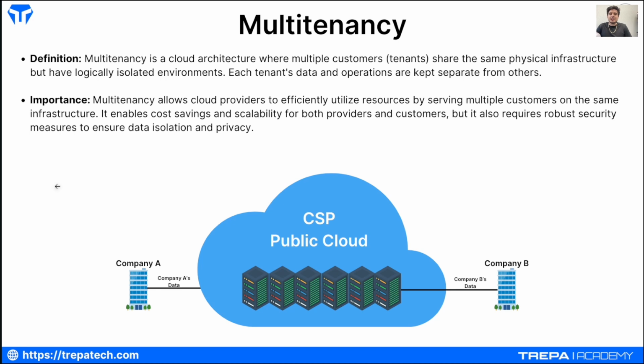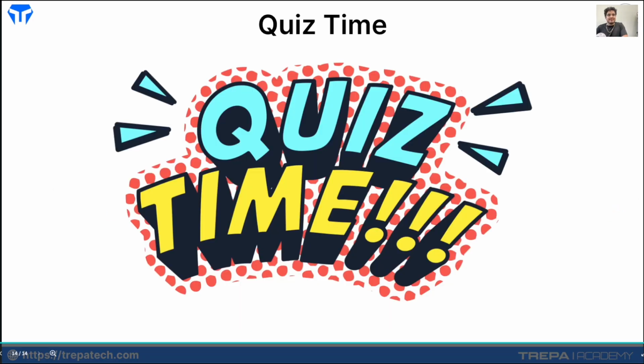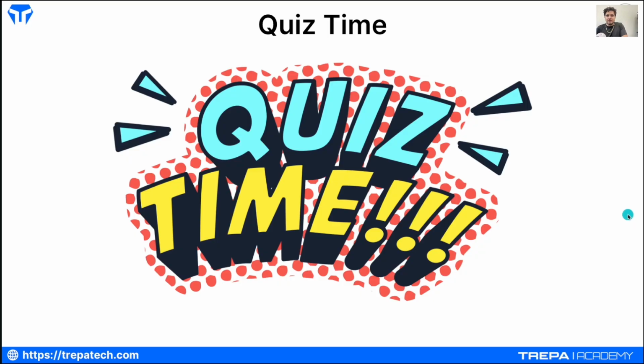Multi-tenancy. This is a cloud architecture where customers and tenants share the same physical infrastructure, but have logically isolated environments. So when we talk about multi-tenancy, that's just the cloud, right? It's just the public cloud where we say, hey, we have this cloud data center. We have multiple racks. And when you deploy a VM, company A and company B deploys a VM, guess what? You can live on the same server. Multi-tenant environment. All right, now let's do our quiz and finish up this section.